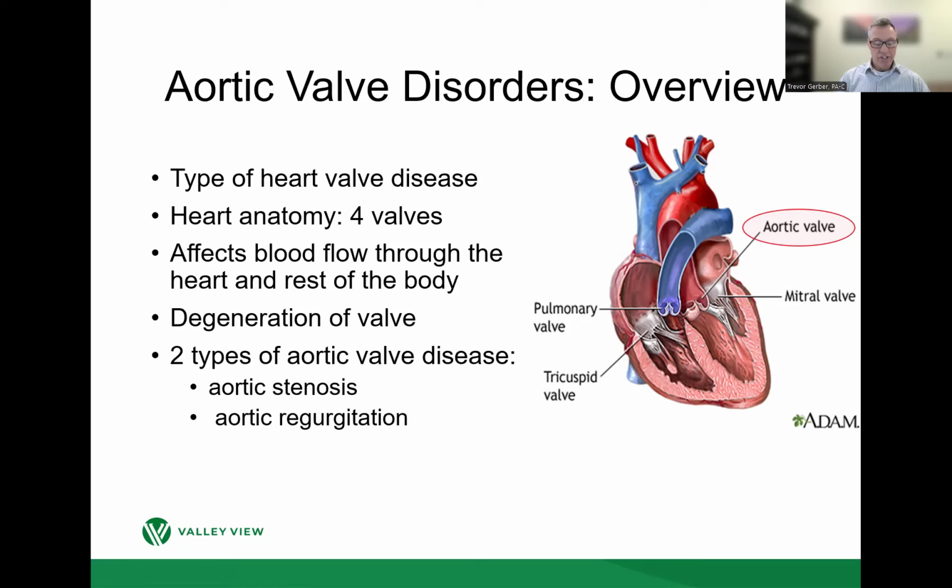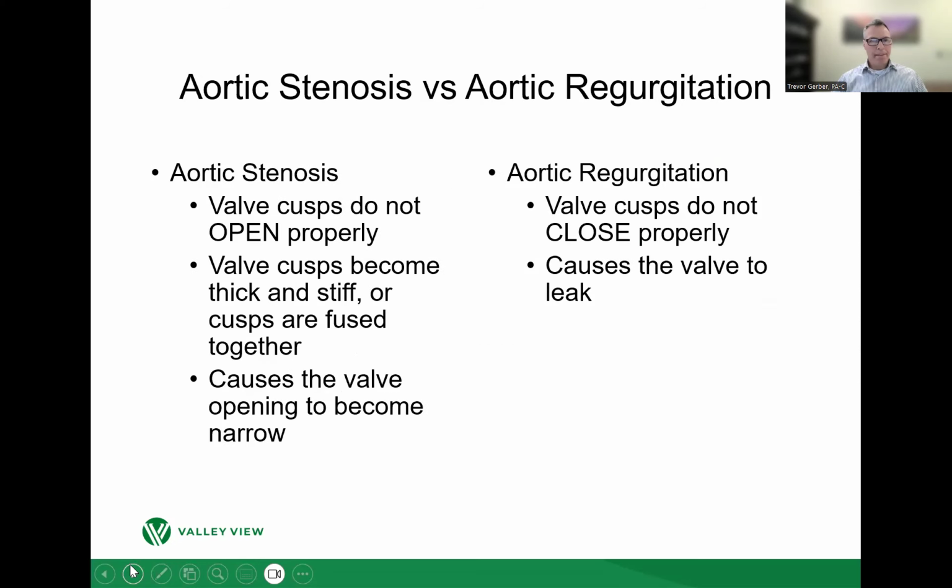When one or more of these valves is diseased or damaged, it can affect blood flow between the heart and the rest of your body. Today, we're really going to focus on the aortic valve. Typically, aortic valve disease is a degenerative problem. As we live longer, we're more likely to develop an aortic valve disorder. About 5% of patients over the age of 75 develop moderate to severe aortic valve disease. There's two types of aortic valve disorders we're going to talk about: aortic stenosis and aortic regurgitation.